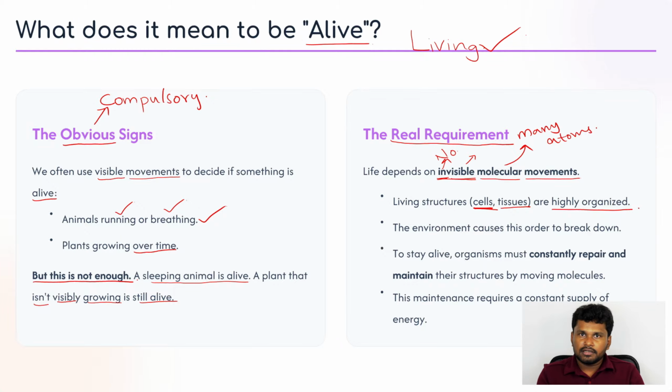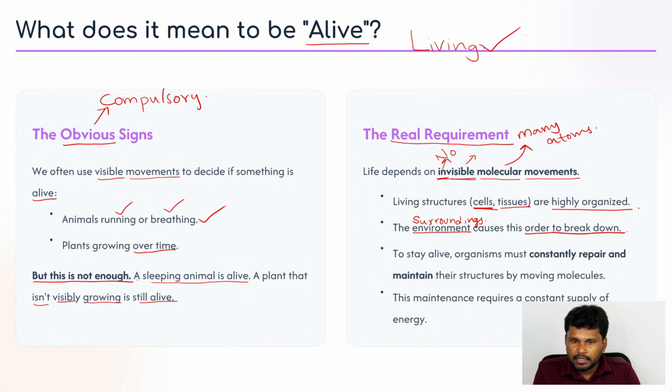Now comes the controversial point, which is that the environment causes the order to break down. What does it mean? What is the environment? First of all, understand what the environment is. Environment is nothing but the surroundings.